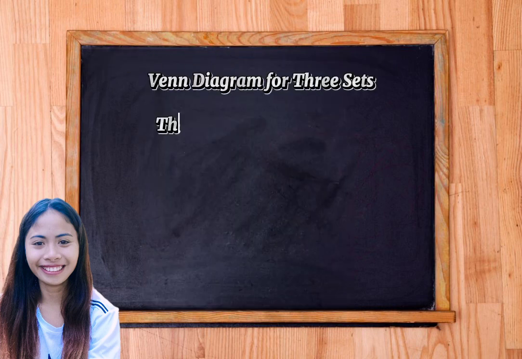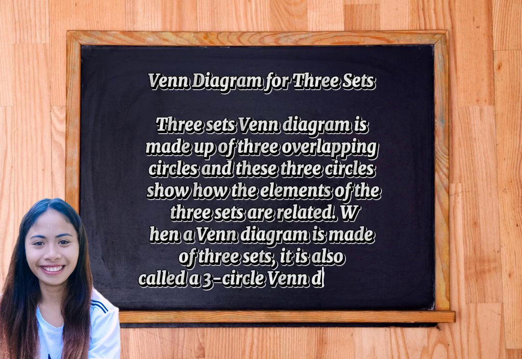Venn diagram for three sets. A three-set Venn diagram is made up of three overlapping circles, and these three circles show how the elements of the three sets are related. When a Venn diagram is made up of three sets, it is also called a three-circle Venn diagram. When all of these three circles overlap, the overlapping parts contain elements that are either common to any two circles or common to all the three circles.